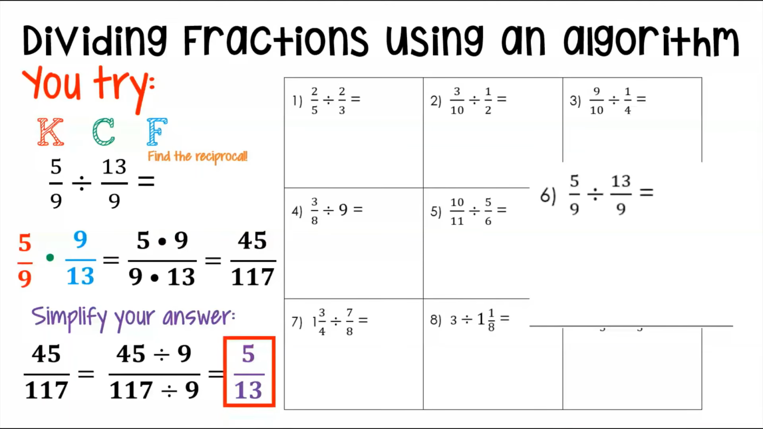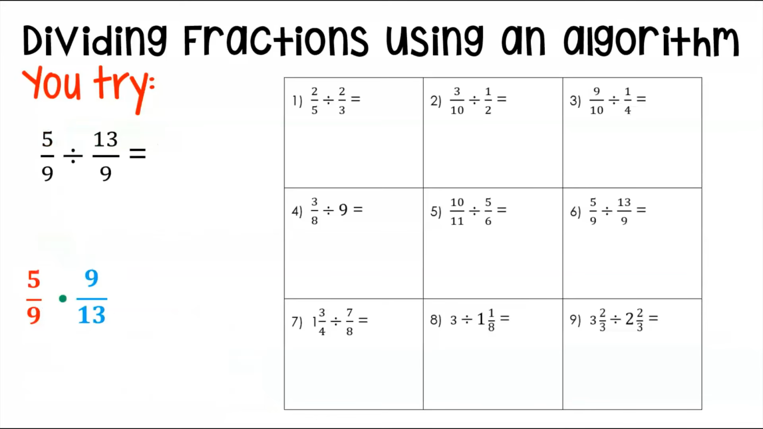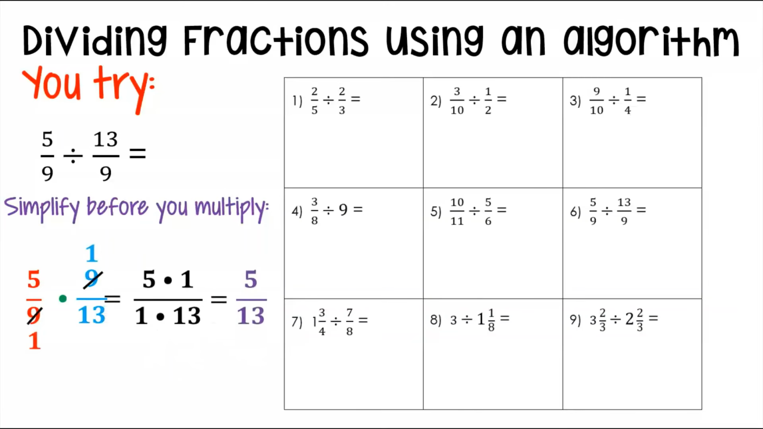Now I'm going to show you why you might want to simplify before you multiply, because it might make this problem a whole lot easier. Here's your example when you simplify before you multiply. So if you look at the two fractions, there's a 9 in both the top and the bottom. If we divide by 9 on the top, we get 1, and on the bottom, we get 1. And now when we multiply, it's simply 5 times 1, which is 5, and 1 times 13, which is 13. Those numbers are an awful lot easier to work with than 117 and 45.